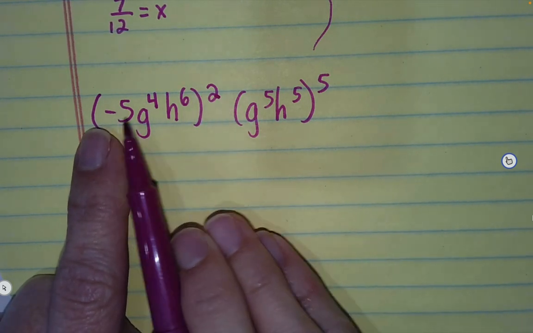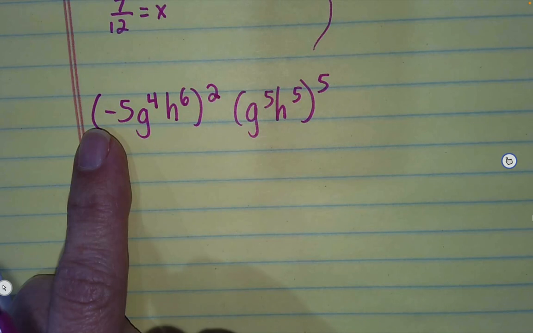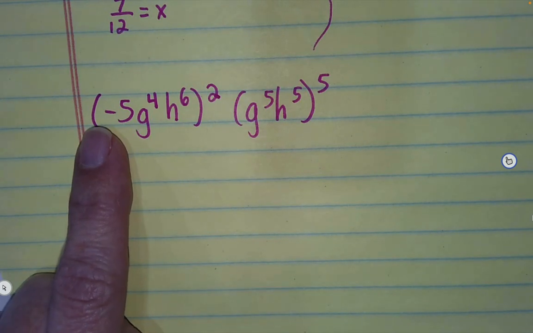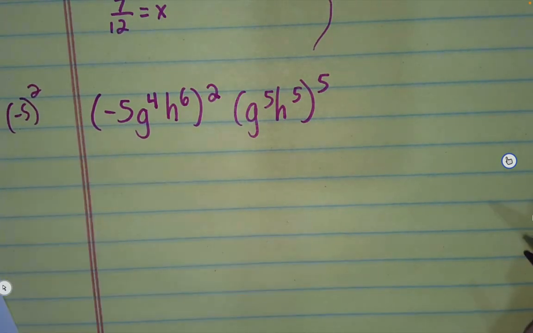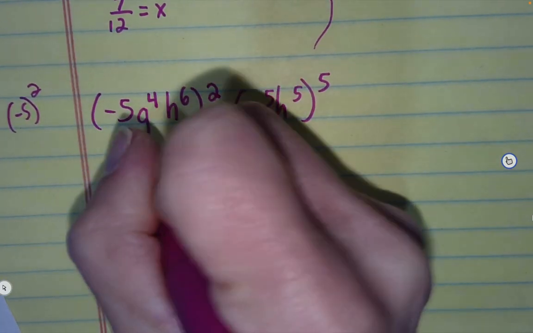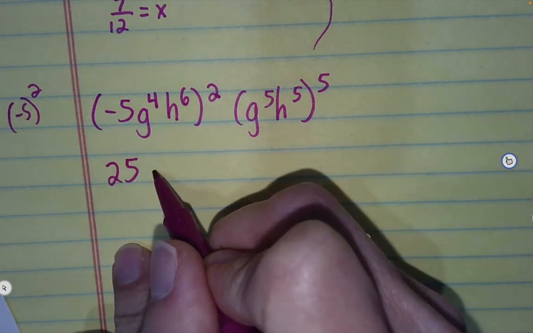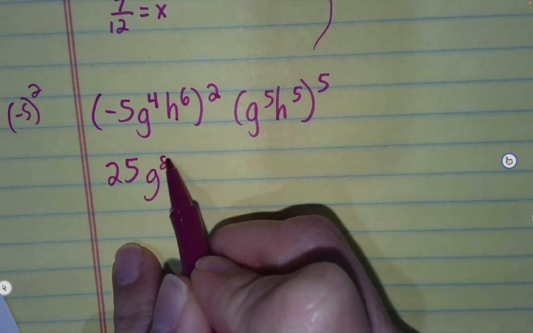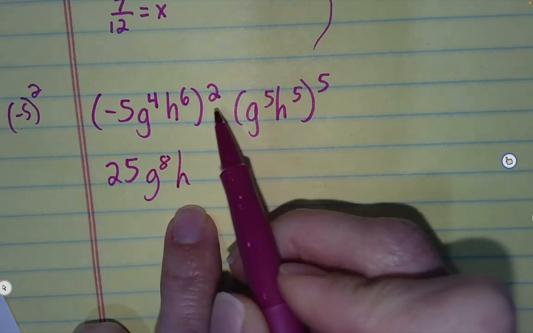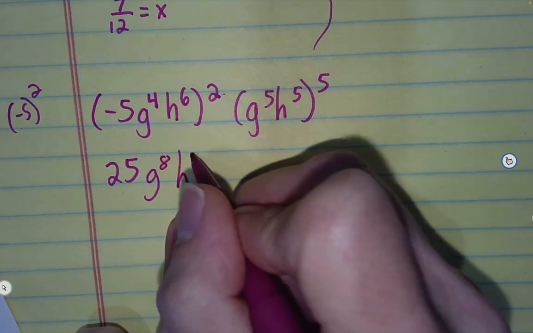What is negative 5 squared? It should be a positive 25. Anytime you square something, make sure if you put that in your calculator, you do it like that. If you square a number, it should become positive, okay? So that's 25. And then it's g to the what? 4 times 2 is 8. H to the what? 6 times 2 is 12.